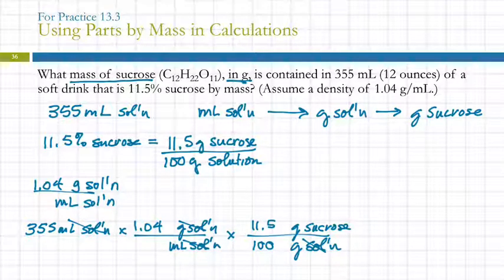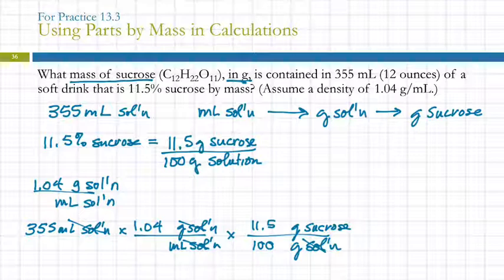This is a relatively simple problem, and so some of you may be able to just push those numbers together and get it to come out. I would encourage you, though, to learn the process for figuring out the units, because there will be some other ones that are more complicated. So we need to calculate here 355 times 1.04 times 11.5 divided by 100.